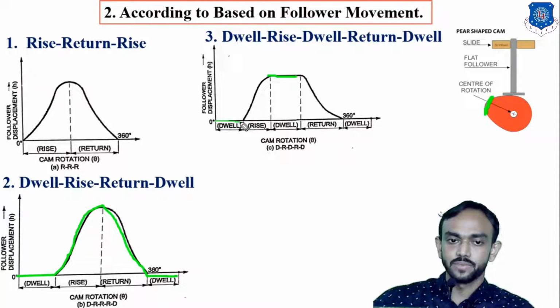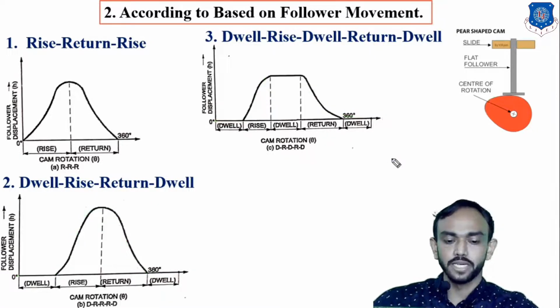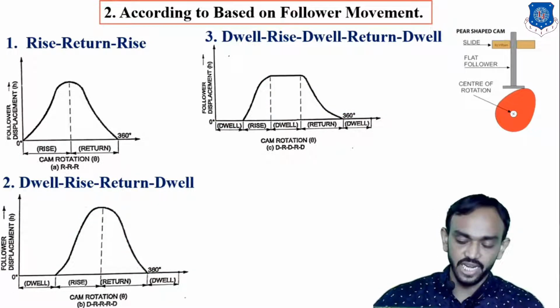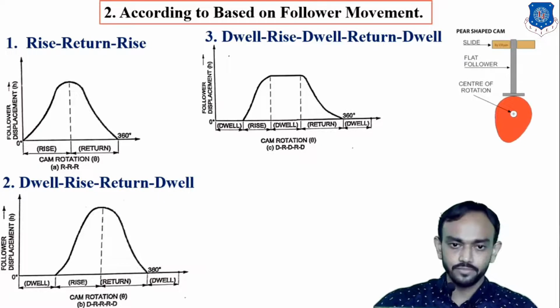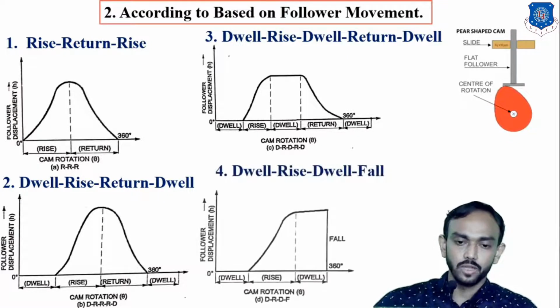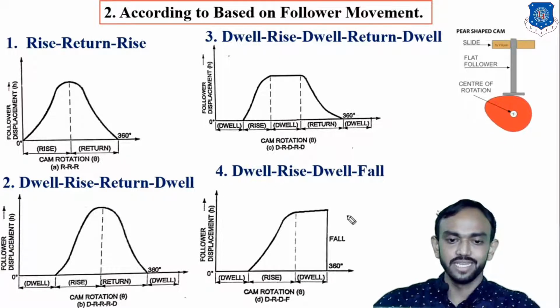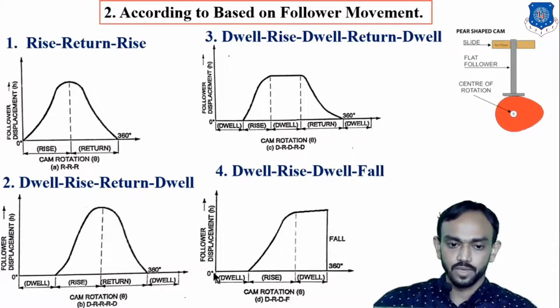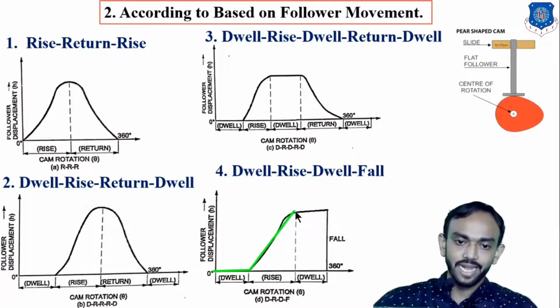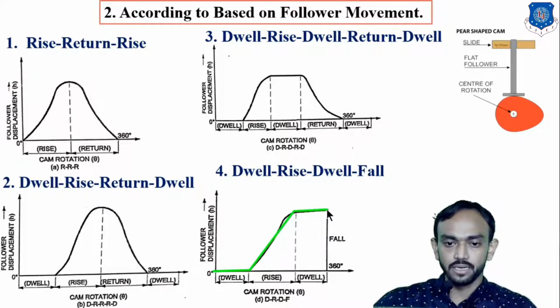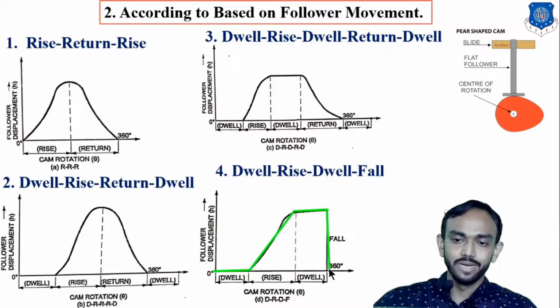Dwell, rise, dwell, return, dwell. So this type of condition is also there, and we will obtain it in our cam profile diagram. And the fourth and last is dwell, rise, dwell, fall. You can see dwell means steady condition, the follower will rise, and after that there is a dwell, and suddenly it will move in the downward direction.